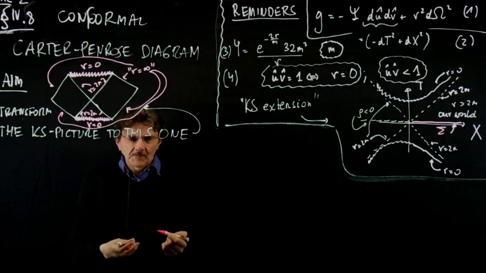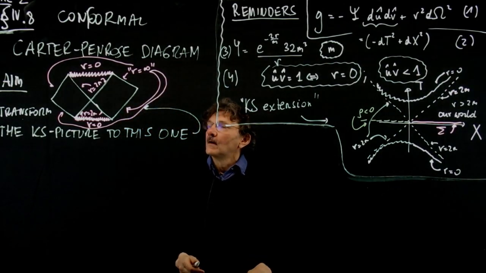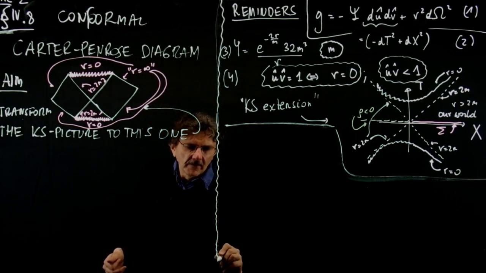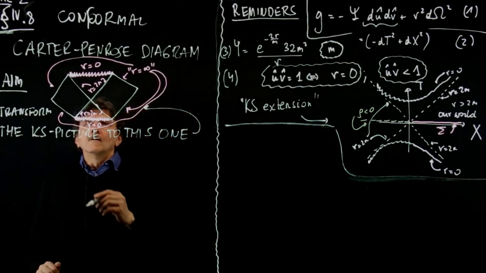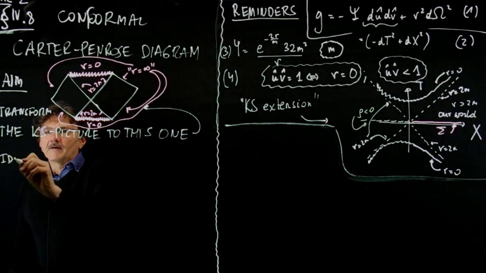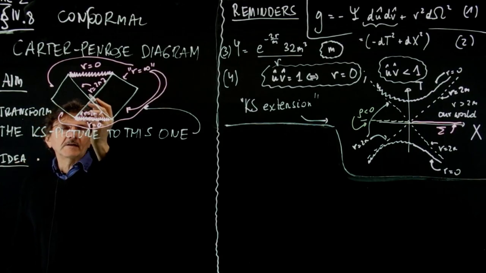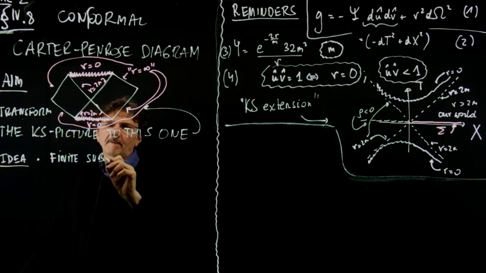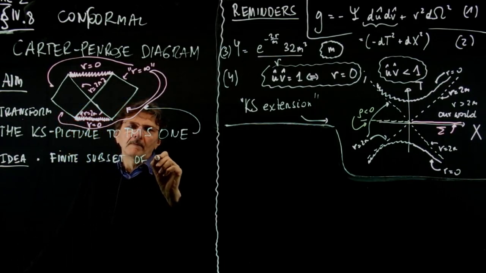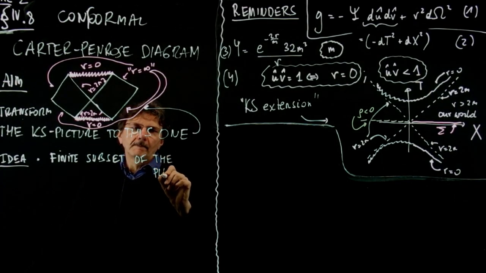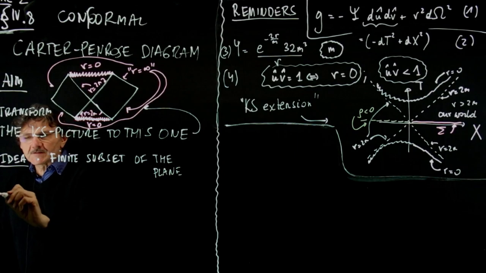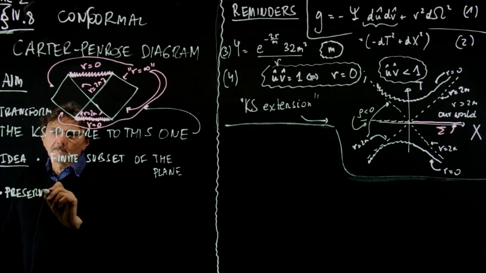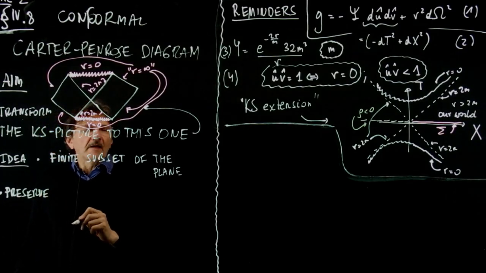Here, everything has been condensed to a finite region. So the idea is first to obtain a finite region, right? A finite subset of a plane. And preserve the conformal aspect of the metric.